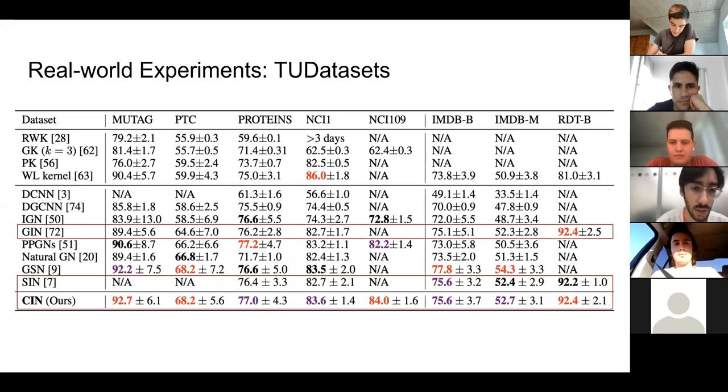So I'm really happy to see we got basically the best average performance, and also on NCI109. We also got good results on the IMDb and Reddit datasets, which are social datasets.